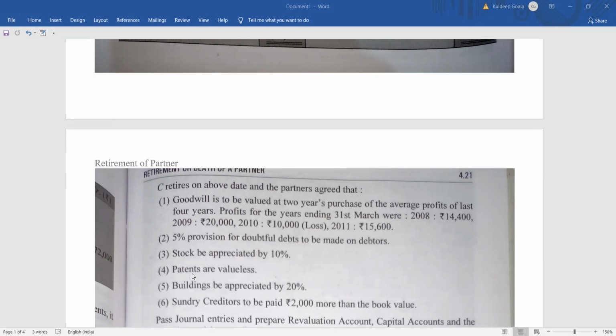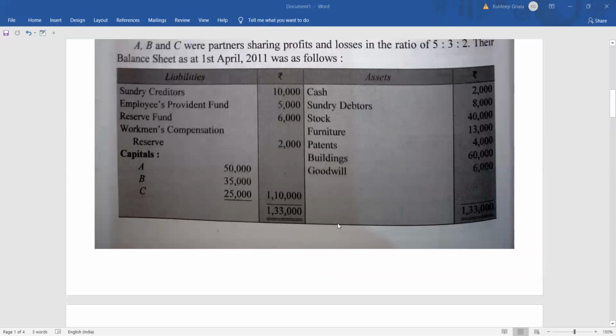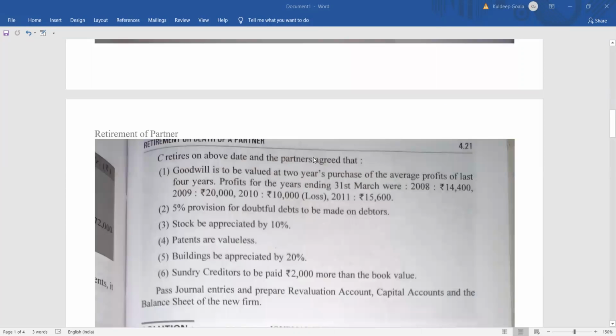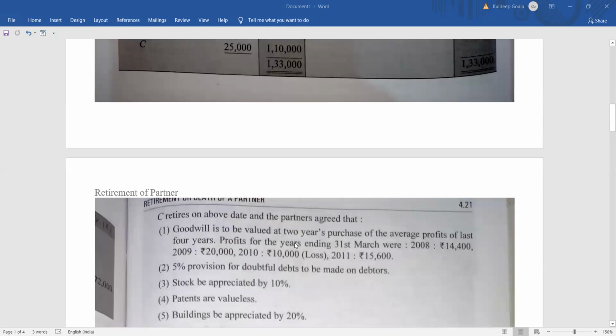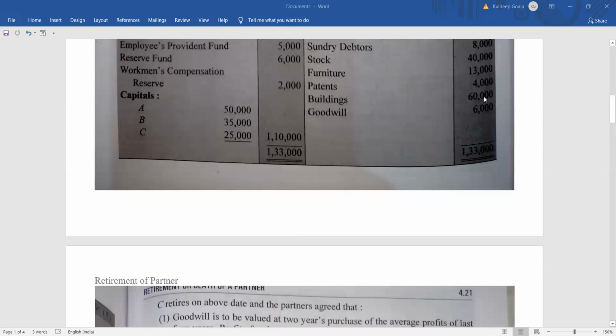Then comes the next one: patent is valueless. What is the patent value? You can see the patent value is 4,000. Valueless means today it has no value, so zero, a loss. So it will come on the revaluation debit side, right? Coming to the next one, building be appreciated by 20%. Building value is increasing by 20%. So what is the building value? The building value was 60,000.